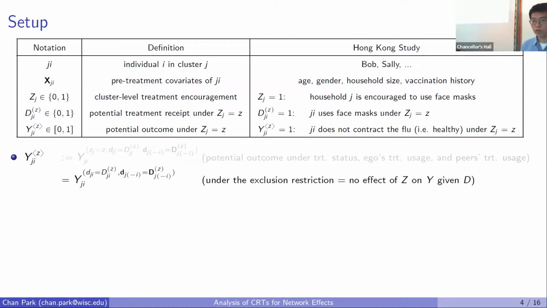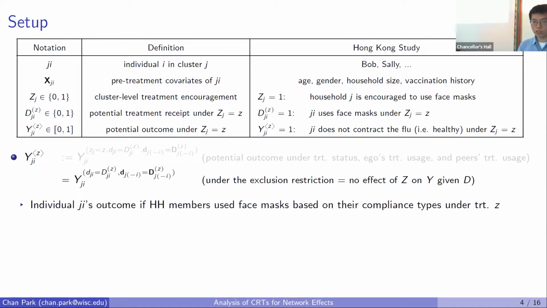And if you are familiar with instrumental variable settings, then under the exclusion restriction, there is no effect of encouragement on the outcome once the actual usage is fixed. That is, this Y(z) is individual JI's outcome if household members use face masks based on their compliance type under the given treatment status.